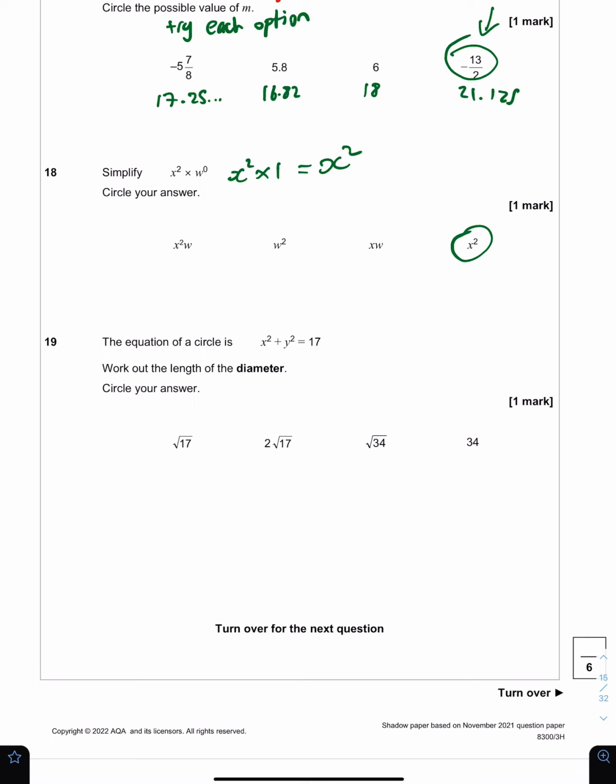Well, in general, the equation of a circle, or this kind of circle anyway, where the origin is the center of the circle, is x squared plus y squared is equal to r squared. So that means that r squared is equal to 17, where r is the radius. So the radius is equal to the square root of 17. Therefore, the diameter is going to be 2 times the radius, right? Diameter equals 2r, which equals 2 root 17. So it's this answer, or this option there.